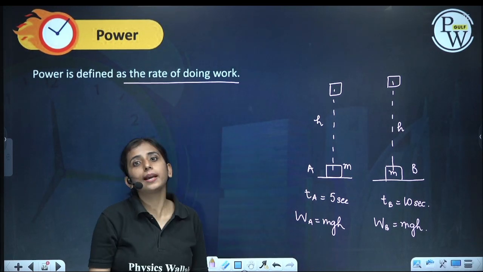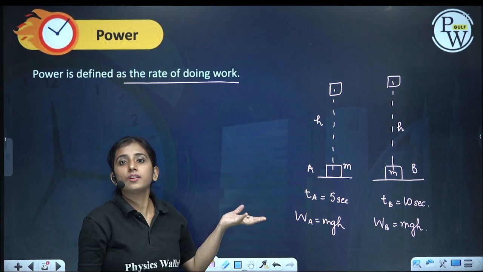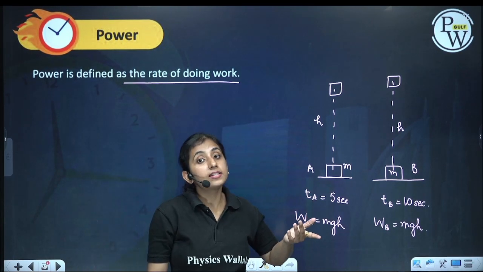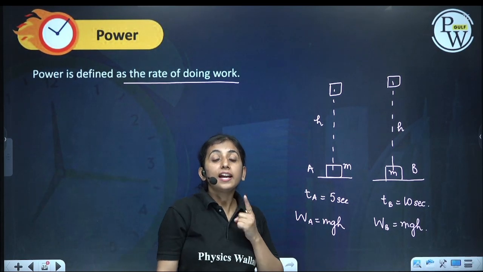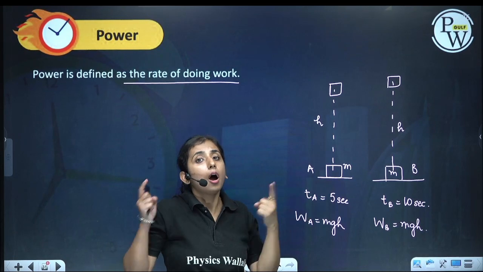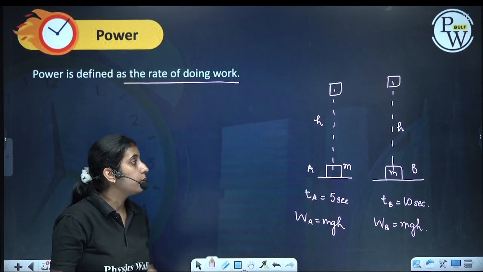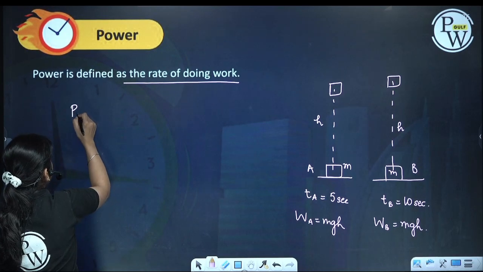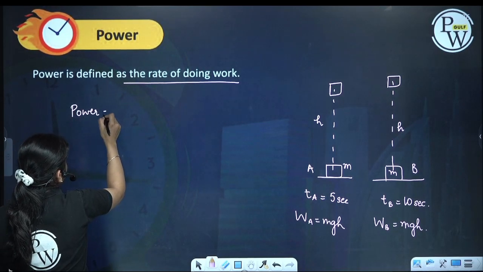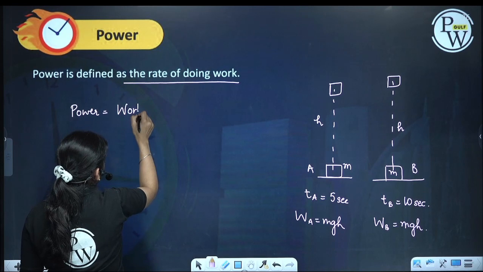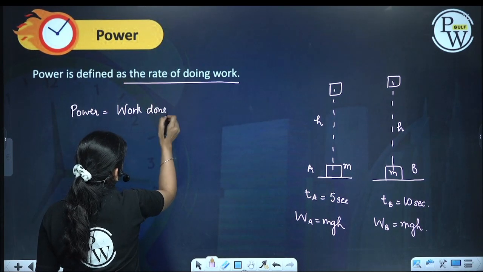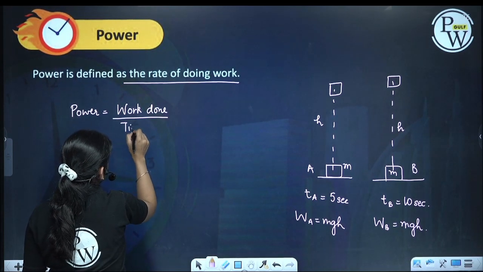Both are doing the same work, but one is doing it in 5 seconds, the other is taking 10 seconds to do the same work. So the rate at which work is being done, how much work in how much time, is called power. So power is equal to work done by time taken.